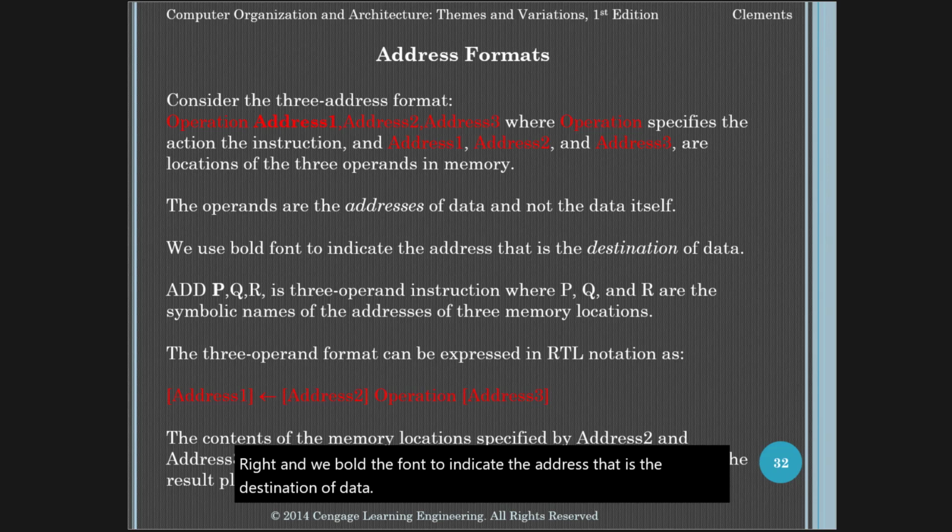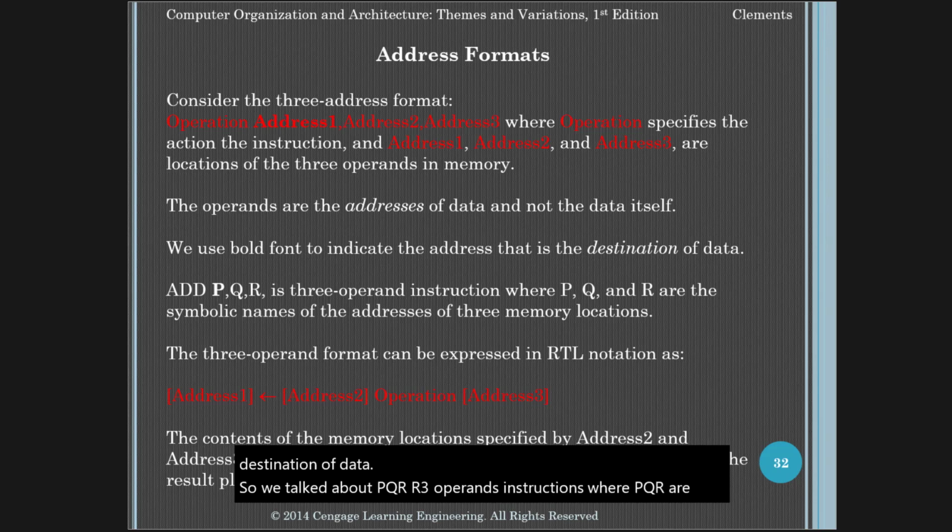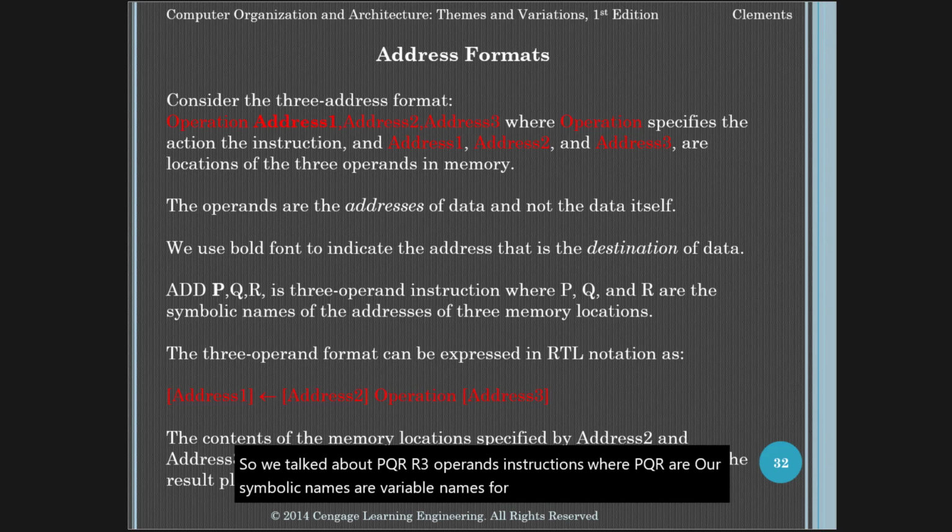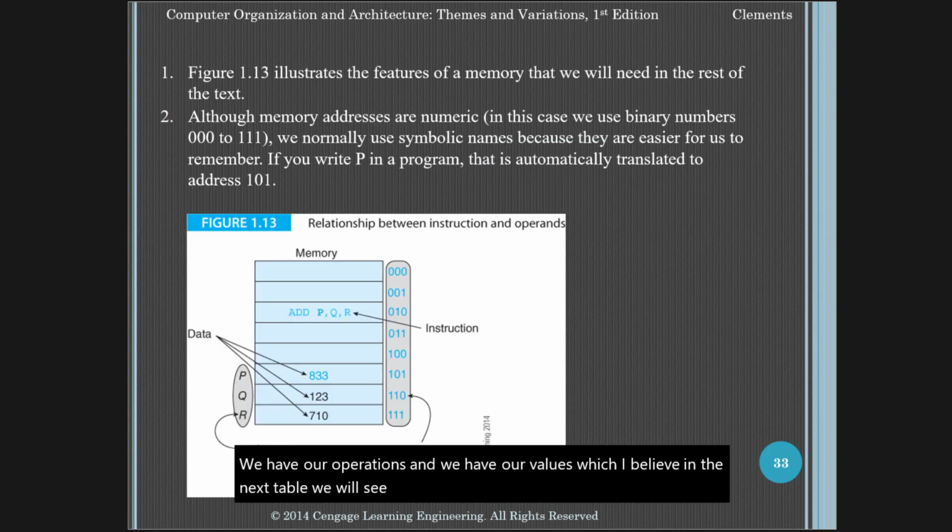So we talked about P, Q, and R, our 3 operand instructions, where P, Q, and R are our symbolic names, our variable names for the addresses of the 3 memory locations. And in our 3 operand format, we could express this in that RTL notation. So remember, we talked about RTL, the way that we talk about and define operations that take place within a computer using this register transfer language. And so we have our operands and we have our values, which I believe in the next table we will see our values. Here we are.